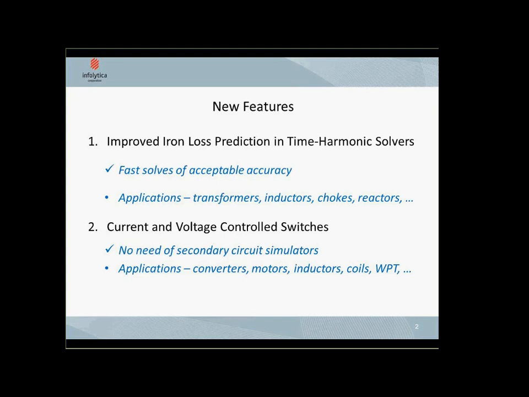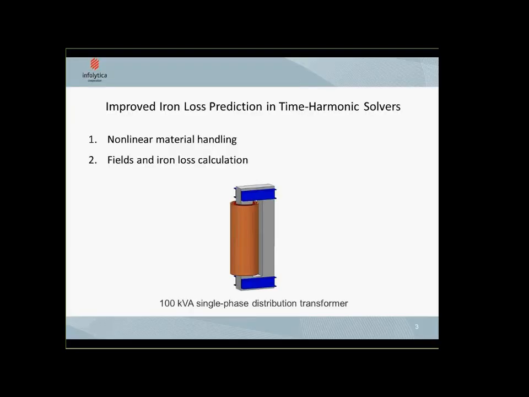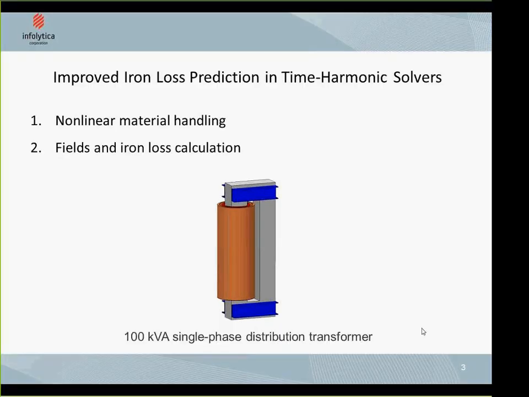So we are going to start off with how MagNet 7.8 improved the iron loss prediction in time harmonic solvers. Generally, we can attribute this improvement to two key points: how MagNet 7.8 handles nonlinear materials, and how MagNet 7.8 estimates fields and iron losses. We are going to demonstrate these using a single-phase distribution transformer.